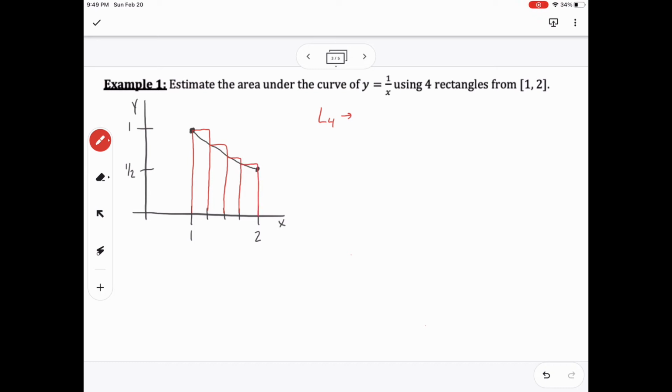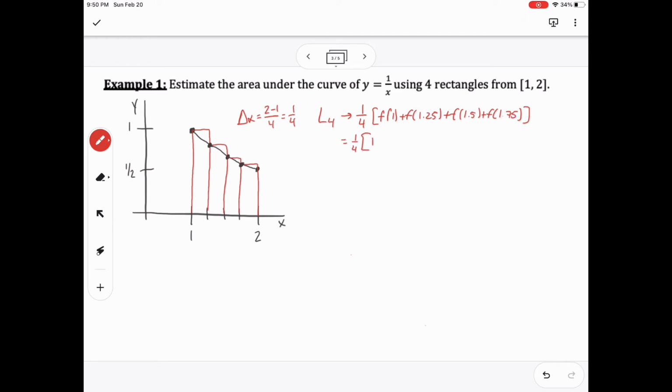Now here, those x values will be 1.25, 1.5, 1.75 in between there, okay? And so each width of this will be 1/4 because 2 minus 1 would be a distance of 1 divided into 4 sections, which would be 1/4 for each section. Okay, and I'm doing the same way.